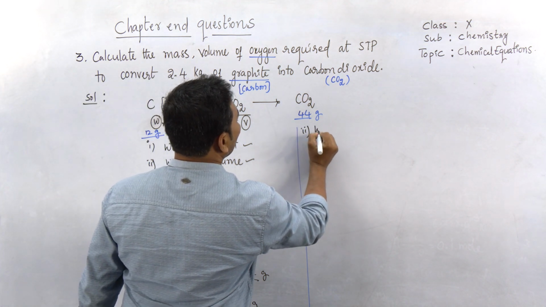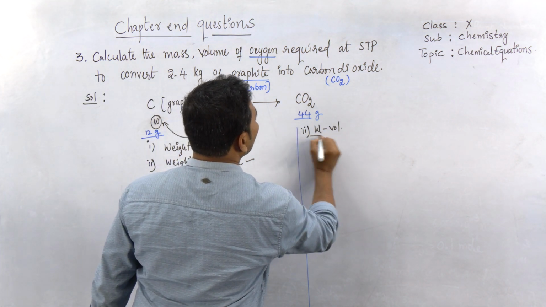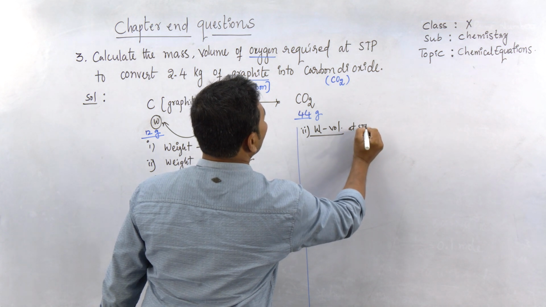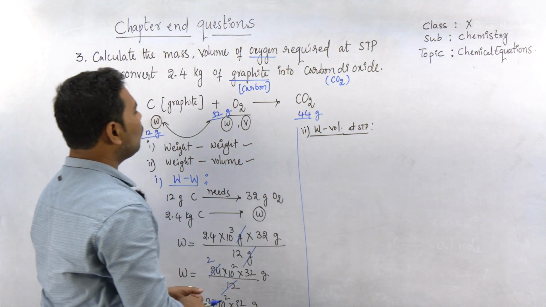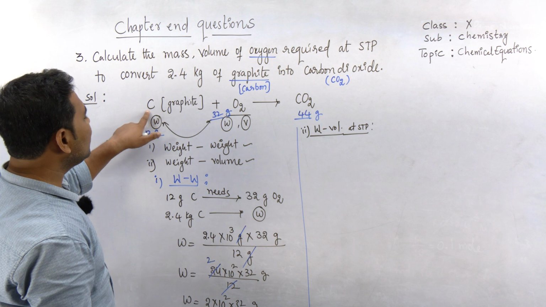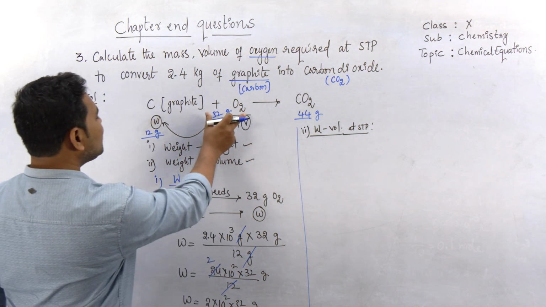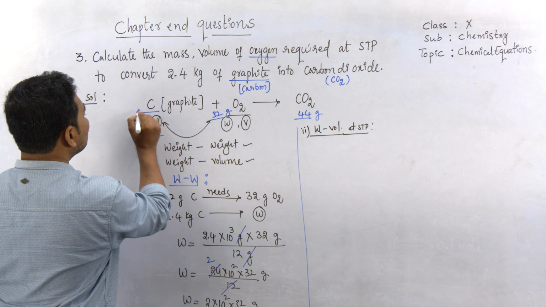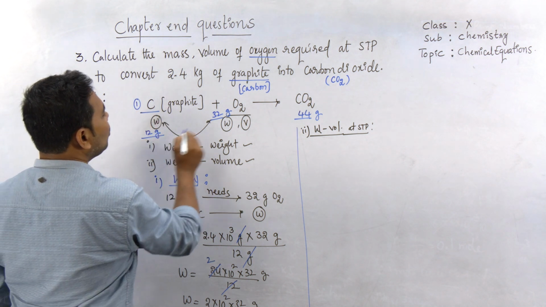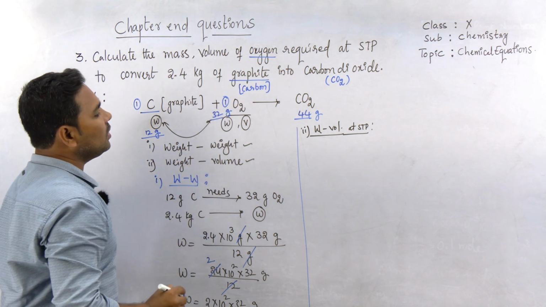Second one, what is it? Weight and volume relationship. Okay, this is given at STP. So what weight of carbon is combining with what volume of oxygen? From this balanced equation, you can see this is 1 coefficient, 1 mole carbon reacting with 1 mole oxygen.